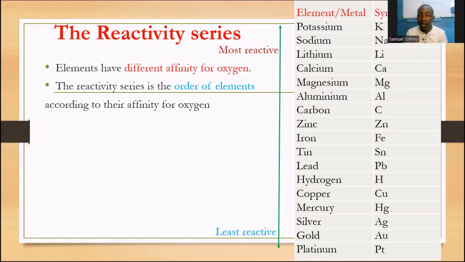And why do we need to know that? For instance, when you're doing metal extraction, metals that are below carbon can be extracted by reduction, simply because carbon can remove the oxygen that is combined with these metals. So that's why it's important to know where exactly carbon is. Then you have zinc, iron, tin, lead, hydrogen, and even hydrogen, again a non-metal, but you need to know its position there. Then copper, mercury, silver, gold, and platinum.